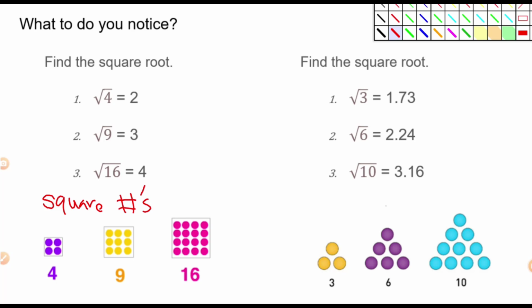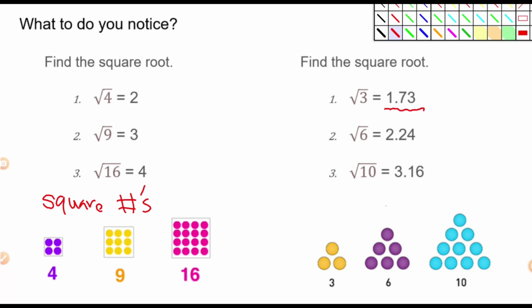Now, if you look at 3, could we make a square out of those 3 objects? No, we couldn't do it unless we're going to start taking them and cutting pieces off. And really, that makes sense, that we can't make a square unless we cut it into pieces. And that's why those are going to be in decimal form.